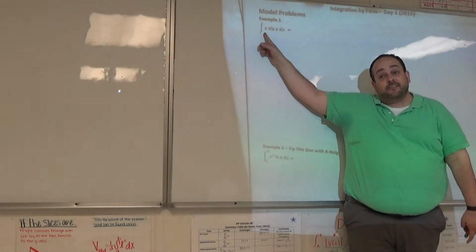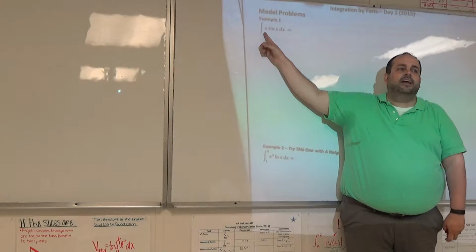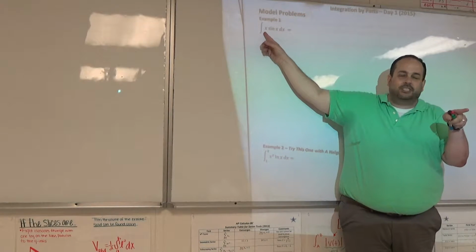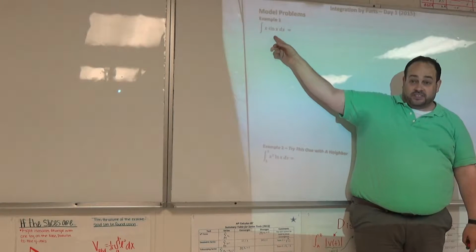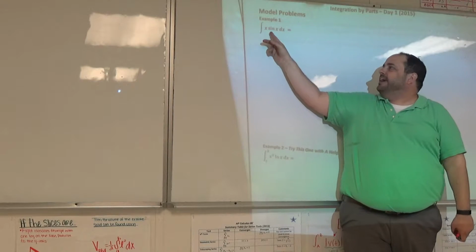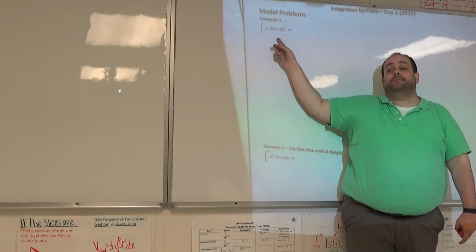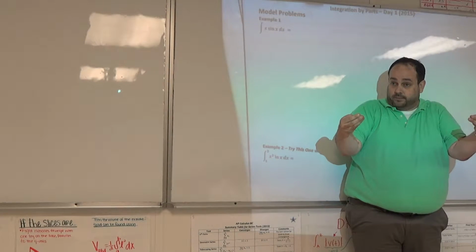They'd say like, oh, I know what the antiderivative of x is. It is 1 half x squared. The antiderivative of sine of x? Negative cosine of x. The absolute worst thing to do would be like, let me integrate this and let me integrate this and just multiply the answers together.